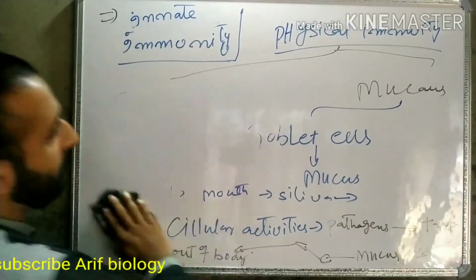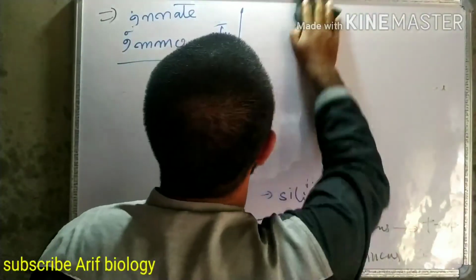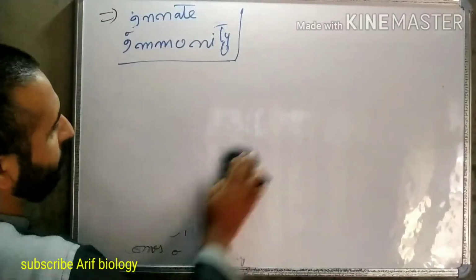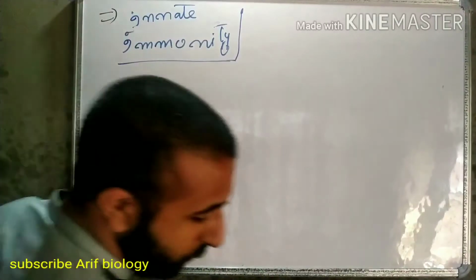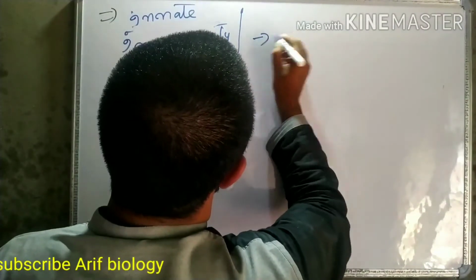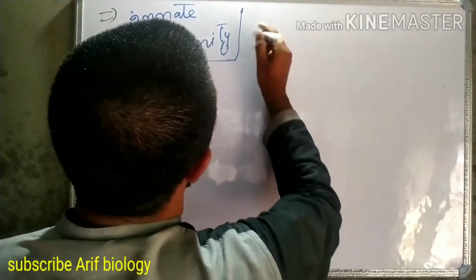Now we will discuss the another barrier. As I already told you, innate immunity is of 4 types. First is physical. Now second is physiological. It is second actually.